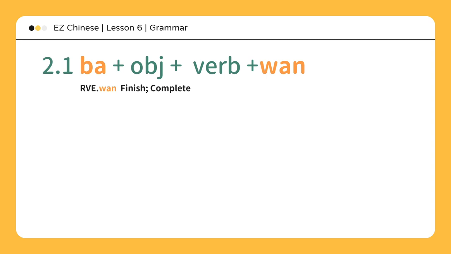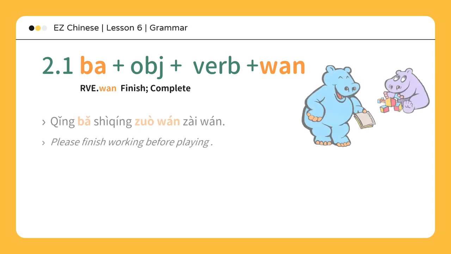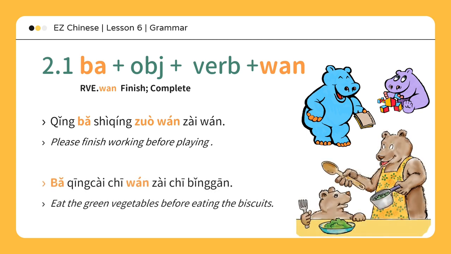You must complete the first action before beginning the second. 做完, finished working. 请把事情做完再玩。Please finish working before playing. 吃完, finished eating. 把青菜吃完再吃饼干。Eat the green vegetables before eating the biscuits. Please note, 饼干 can be either biscuit or cookie.